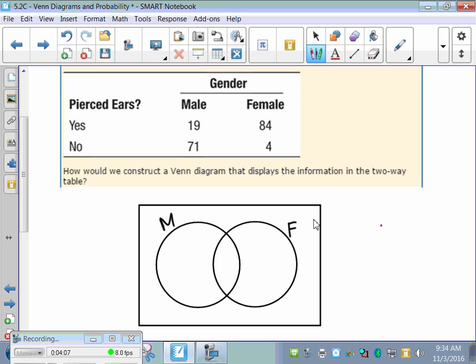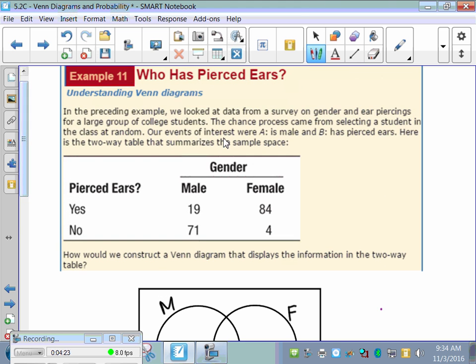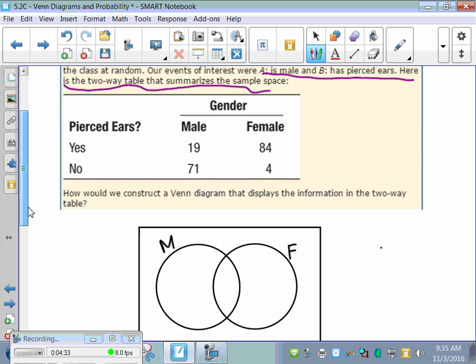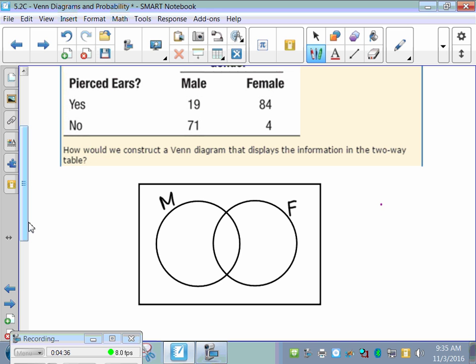Remember, event A is talking about we've got a male. Event B is talking about has pierced ears. If they overlap, that's the middle. So we have to remember what we defined our A and B as. It's got to be both, right? A is male, B is has pierced ears. So the overlap means male and pierced ears. So 19 is going to go in the middle. We have 19 who are both male and have pierced ears.